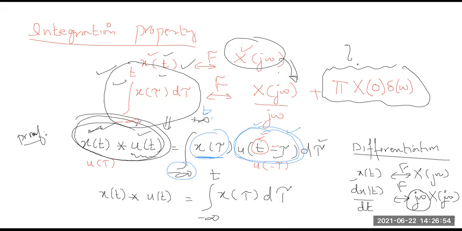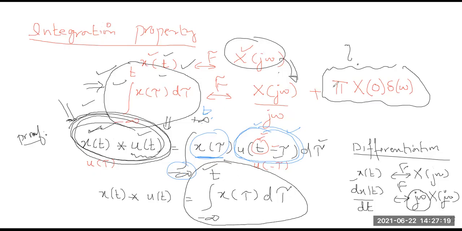Now, if this integration is the same as convolving x of t with u of t, then if we take its Fourier transform, it will be the same thing. So let's find out what its Fourier transform will be, and whatever it is, that will be the Fourier transform of the integration, which should come out to be this. So what I'm interested in is the Fourier transform of x of t convolved with u of t.